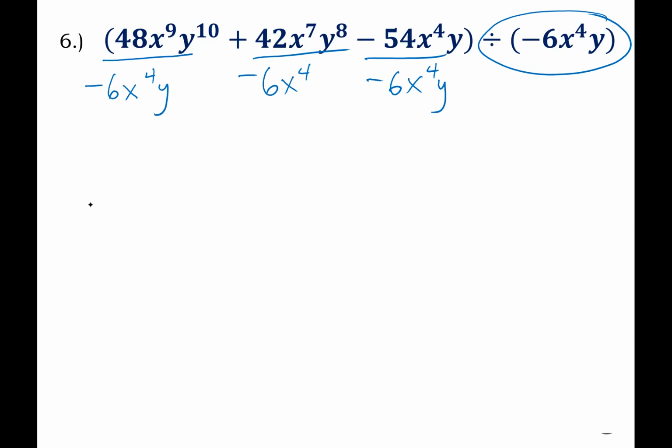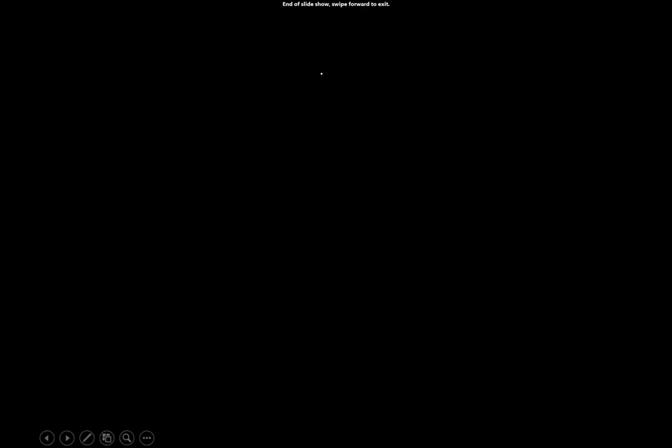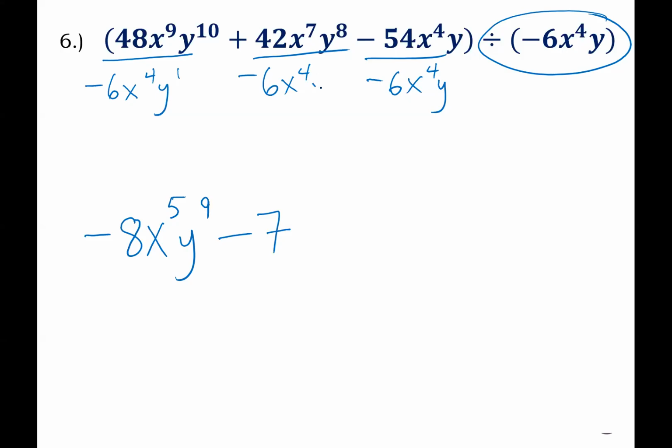48 divided by negative 6, that's negative 8. Now I'll subtract my exponents, 1 variable at a time. 9 minus 4 is 5, so that's x to the 5th. 10 minus 1, that's 9. So my first term is negative 8, x to the 5th, y to the 9th. Moving on to the next term. 42 divided by negative 6 is negative 7. Oh, and I forgot to write the y. Oops. Sorry. That should be a y there.